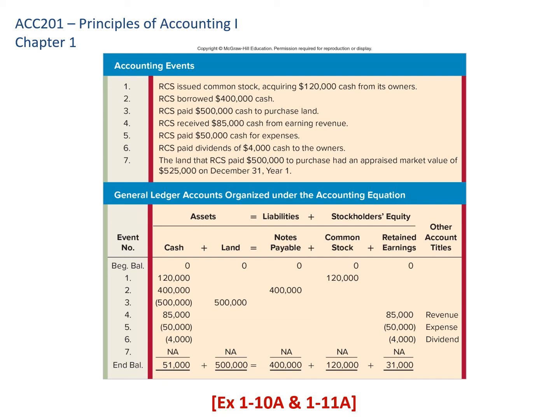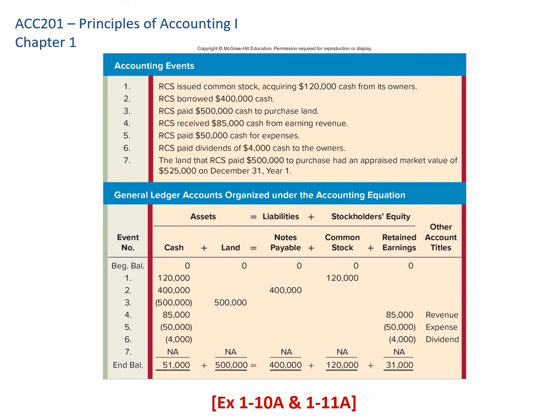Number 3, RCS paid $500,000 cash to purchase land. That's an asset exchange transaction. I'm exchanging one type of asset, cash, for another type of asset, land. So cash goes down, land goes up by the same amount. That leaves my equation balanced.